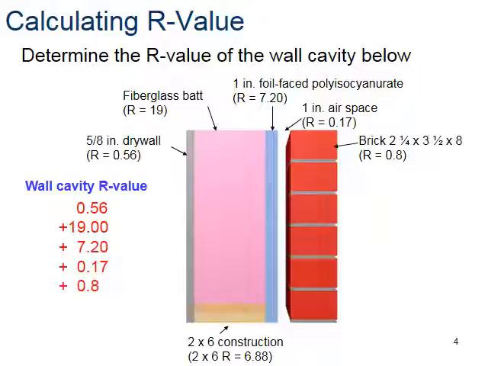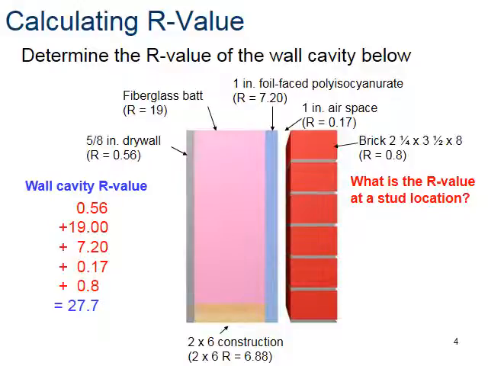And think back to our equation, we just really add these up. So we want to find out what the total R value is going horizontally, left to right, through the pink section. So we just add those up. So we have the drywall at 0.56, the fiberglass at 19, the foil at 7.2, the air at 0.17, and then finally the brick at 0.8. When we add all those up, we get 27.7.